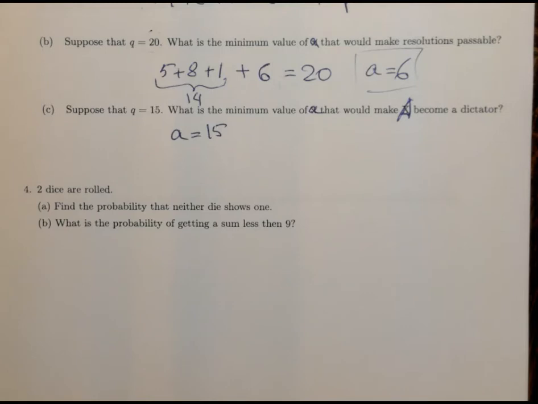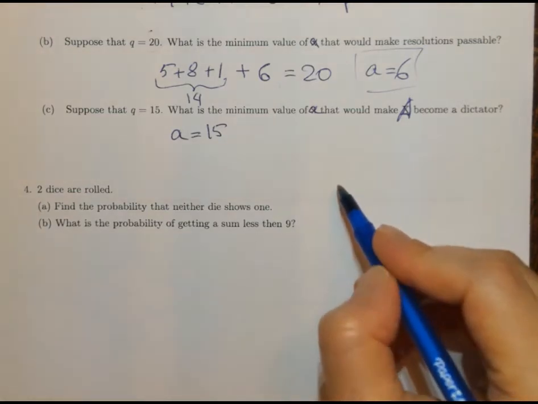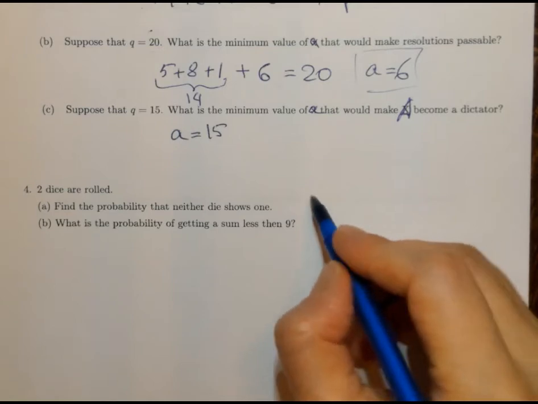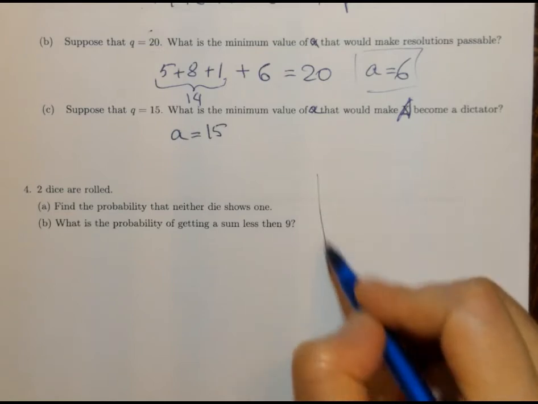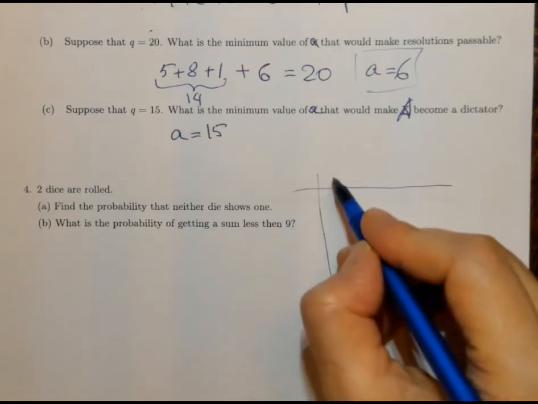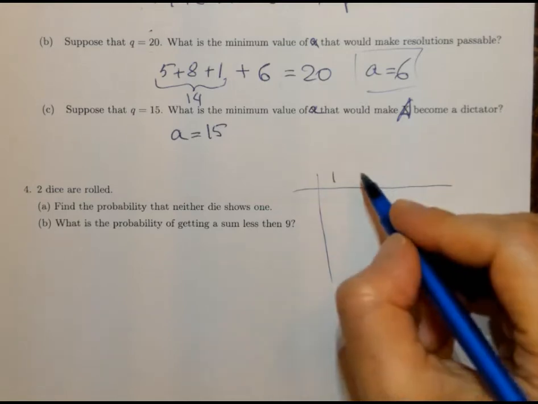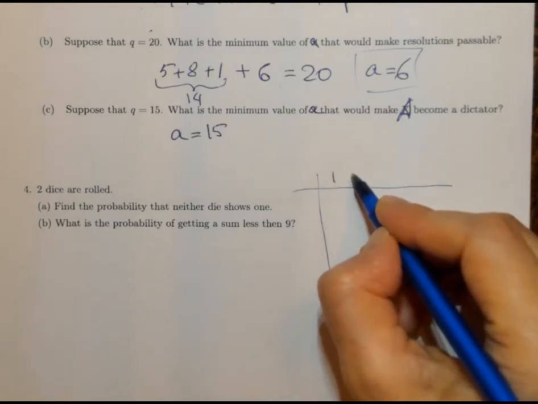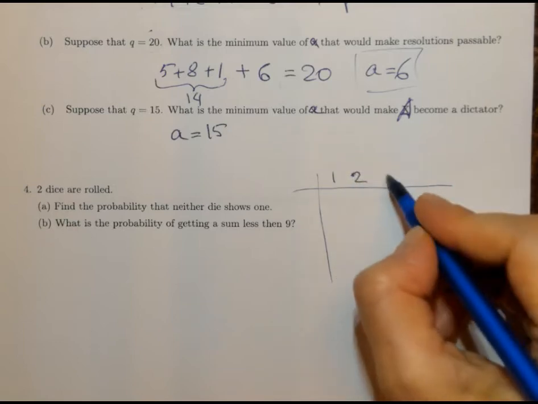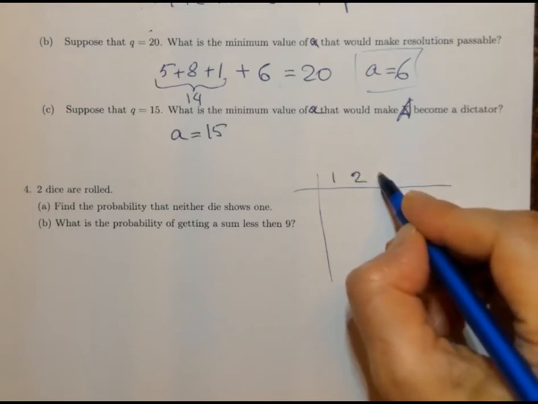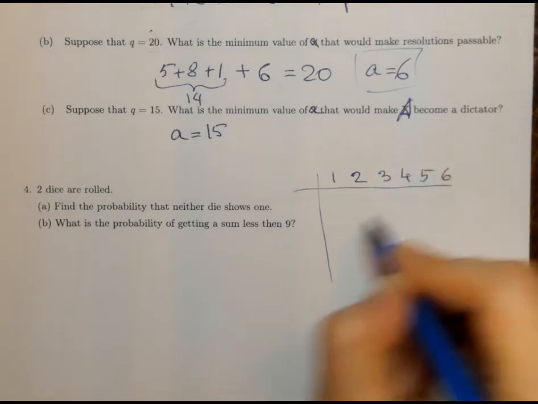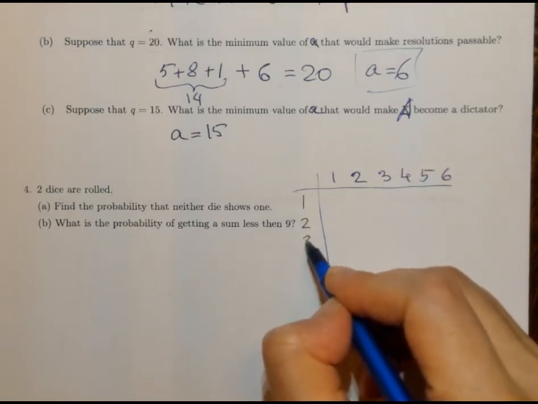Two dice are rolled. Find the probability that neither die shows 1, and what is the probability of getting a sum less than 9? So two different questions. For both of them, we need to draw a table of all possible situations. So we have 6 possible numbers that the first die can show: 1, 2, 3, 4, 5, or 6, the same for the second die.